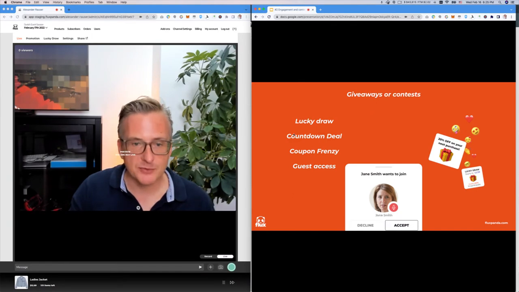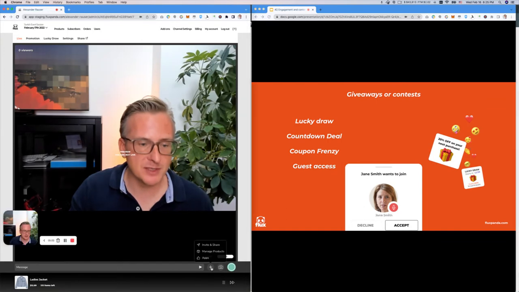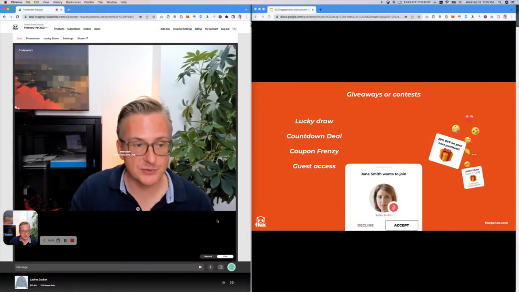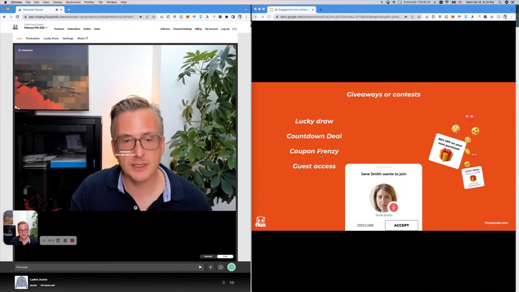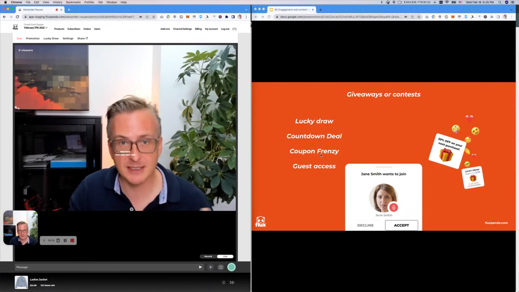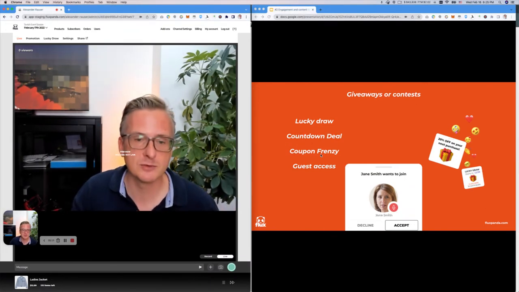There are a couple of tools that we have. Of course, we have the lucky draw, which you can launch over here under the apps. We have the coupon, which is also available under apps, which you can configure to launch static coupons. We have an API where you can even customize those coupons, integrating with your e-commerce if you want. You could go crazy.